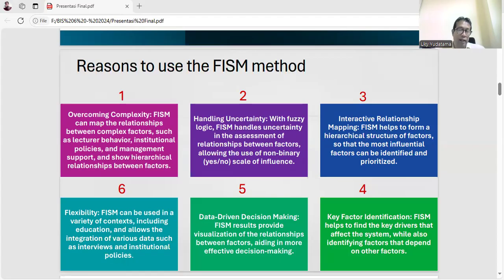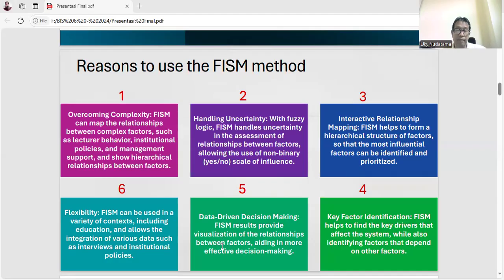Two, handling uncertainty. FISM utilises fuzzy logic, which allows for handling uncertainty when assessing relationships between factors. This is particularly important because real-world relationships are rarely binary yes or no, and fuzzy logic offers a more nuanced view using scale and influence.